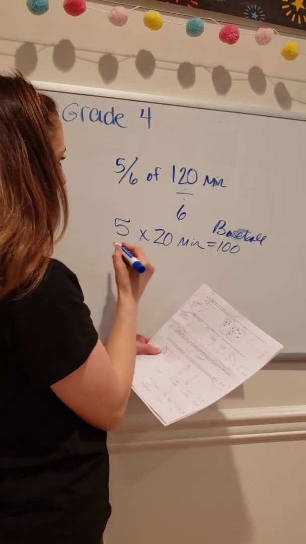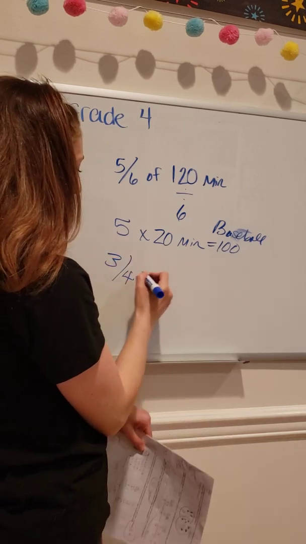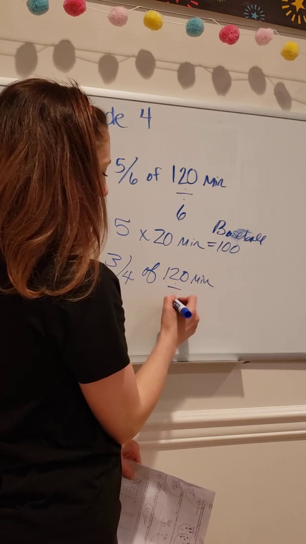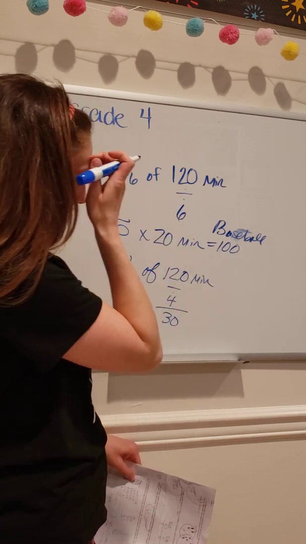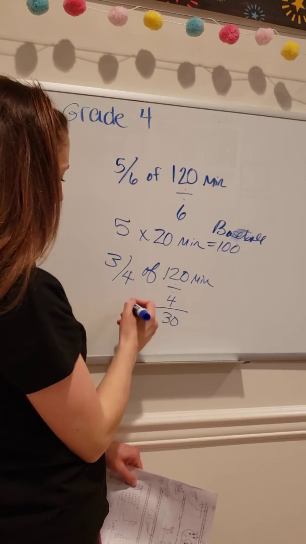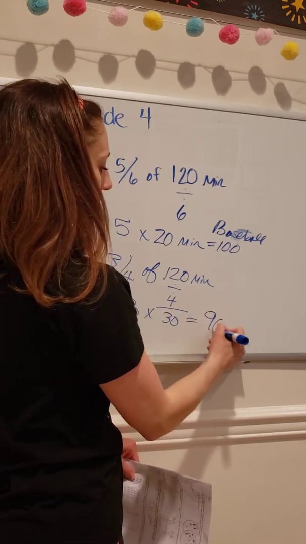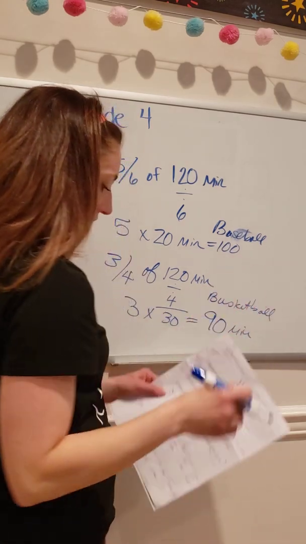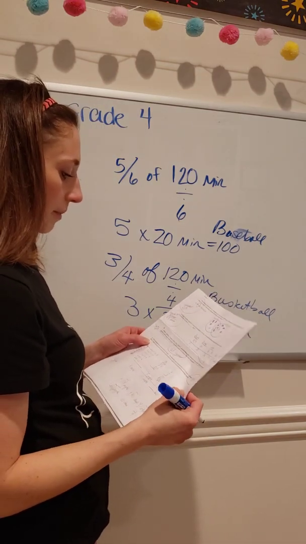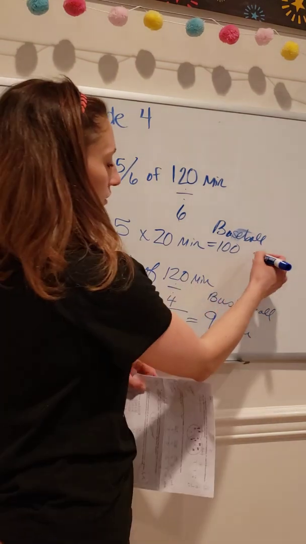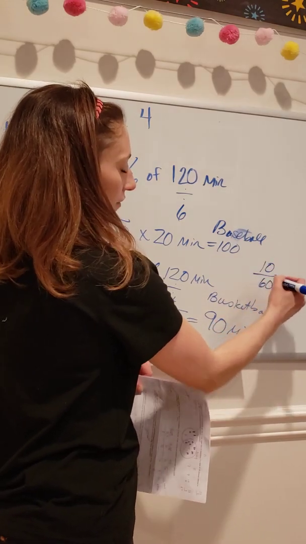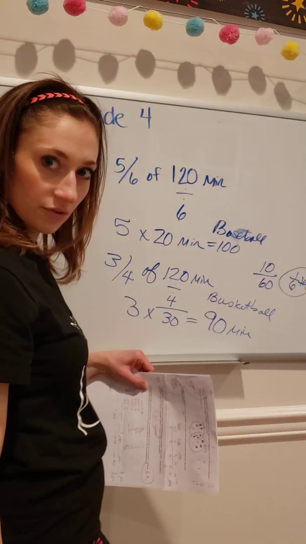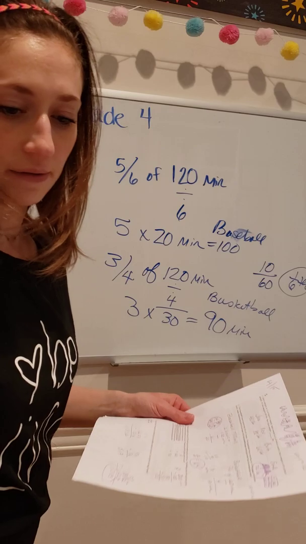Then it says the basketball team practiced for 3/4 of 2 hours, or 120 minutes. I'm going to divide 120 by 4, and that means each fourth is worth 30 minutes. So 3 times 30 minutes means that they practiced for 90 minutes. And this is the basketball team. The question says, what fractional part of an hour did the baseball team practice more than the basketball team? So they practiced for 10 minutes more out of 60 minutes. The fraction would be 1/6 of an hour. Okay, so those are the answers from the 14th.